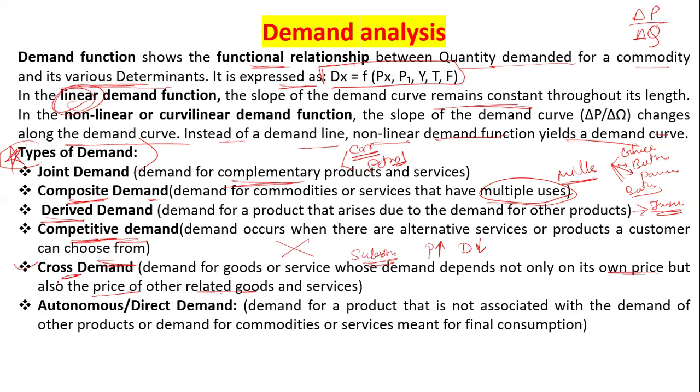Let's move toward autonomous or direct demand. Autonomous or direct demand is demand for a product that is not associated with the demand for another product, and demand for a commodity or service meant for final consumption. That is direct demand. There is no channel involved.